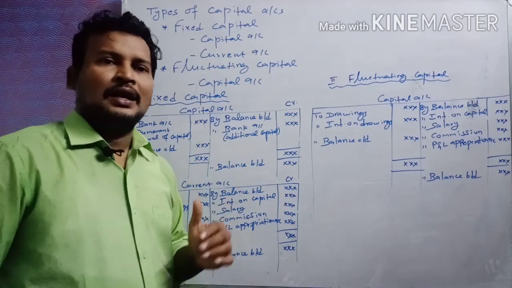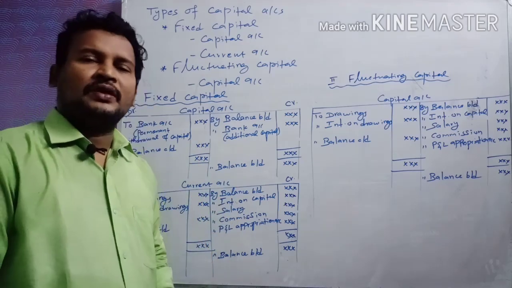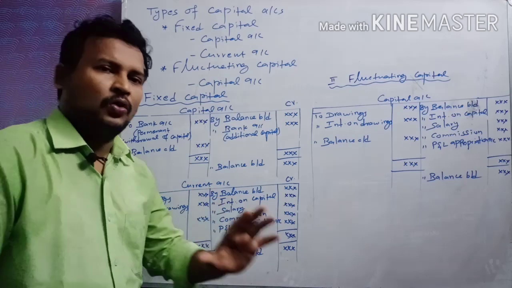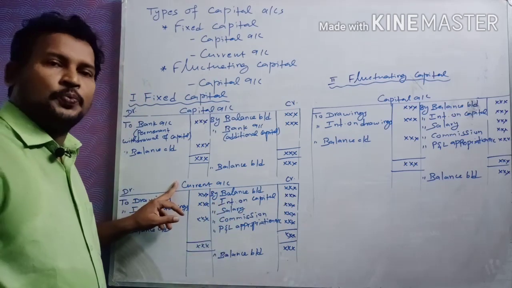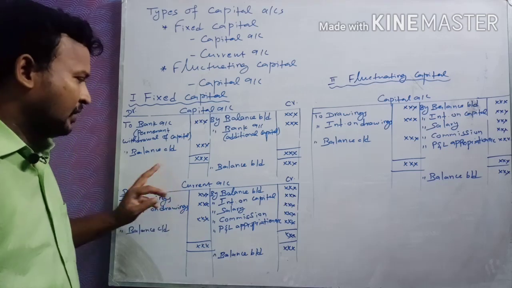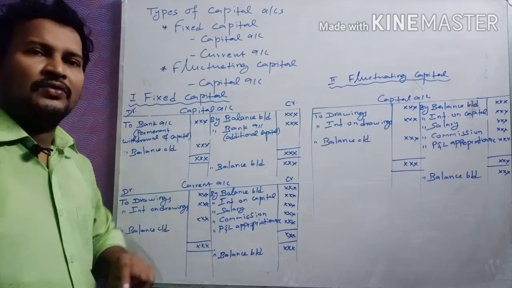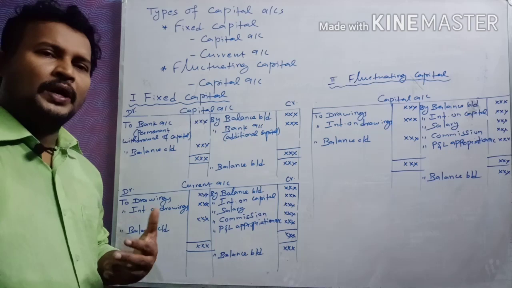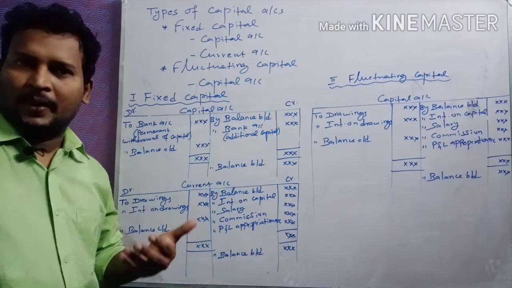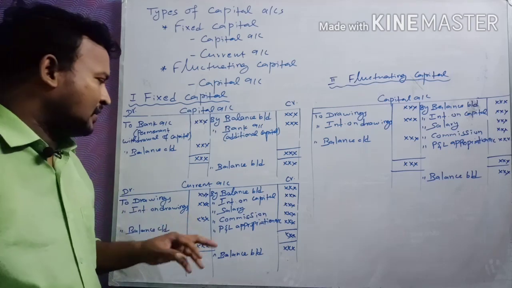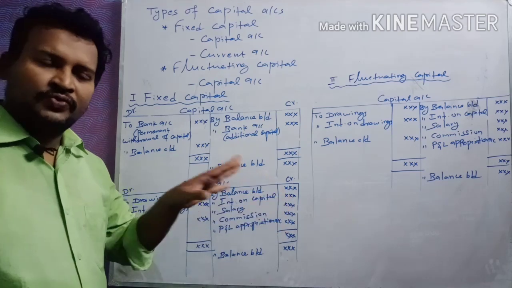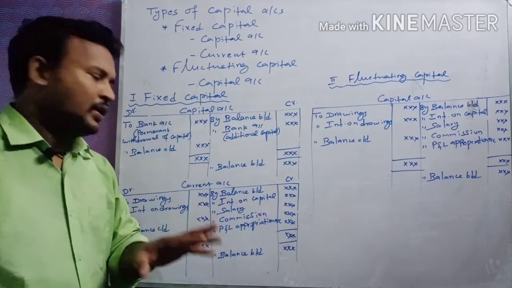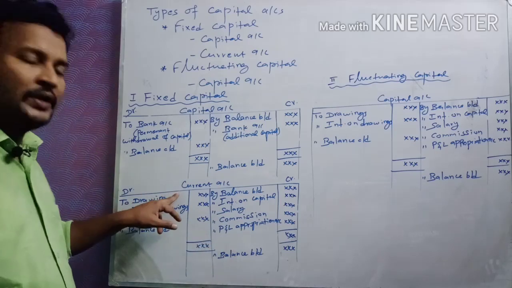Then other adjustments between the business and the partner should be recorded in the current account. For that, a current account should be opened separately for each partner of the business, right? In this, first we should write the opening balance of the current account. The opening balance may be a debit balance or a credit balance, whatever the case may be. If it is a credit balance, in the credit side you should write balance brought down. If the current account shows a debit balance, you should write balance brought down in the debit side, right?